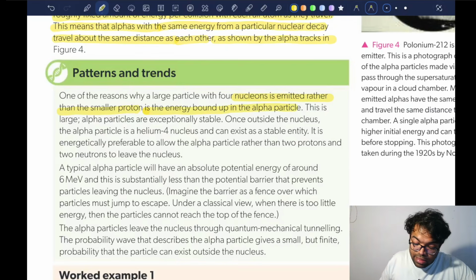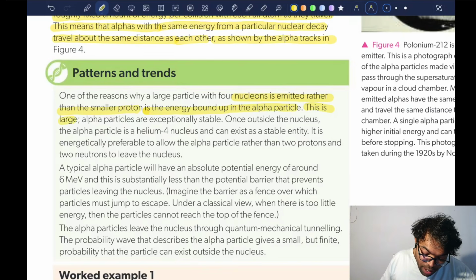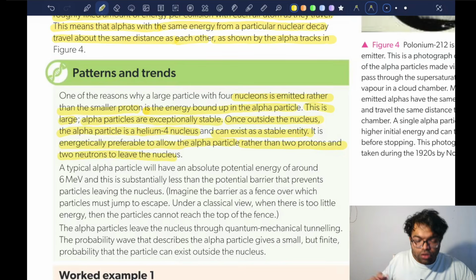No, that's not the case. The reason is the energy bound up in the alpha particle. Alpha particles are exceptionally stable. Once outside the nucleus, the alpha particle is a helium-4 nucleus and can exist as a stable entity. It is energetically preferable to allow the alpha particle, rather than the two protons and two neutrons separately, to leave the nucleus.